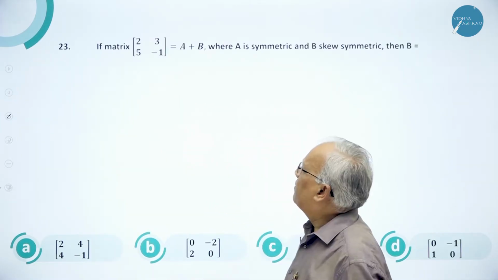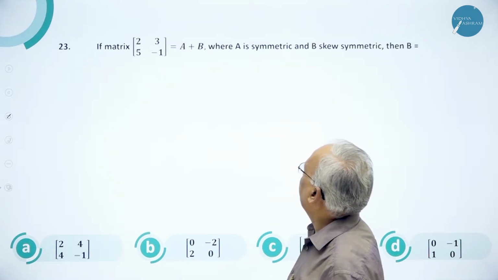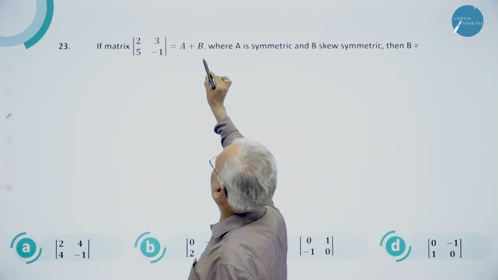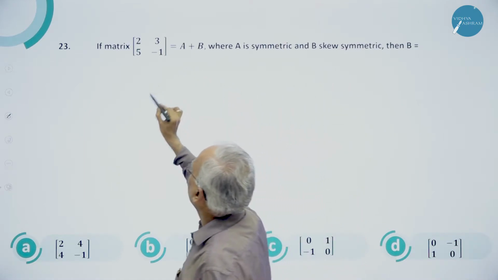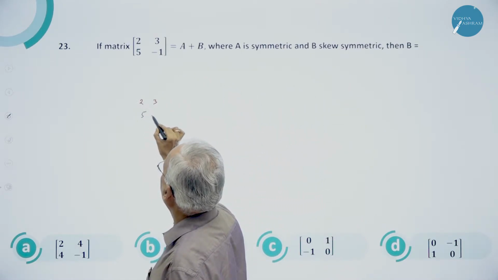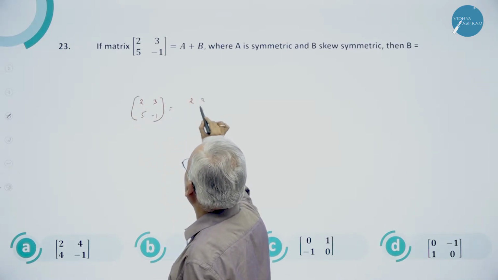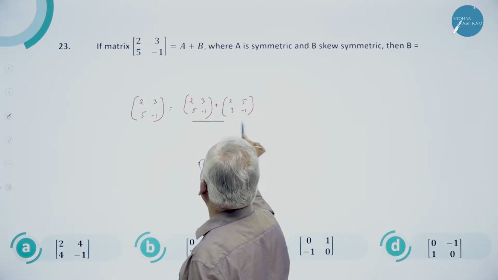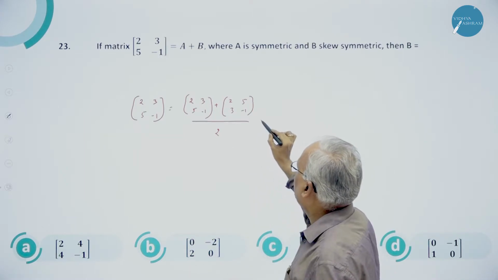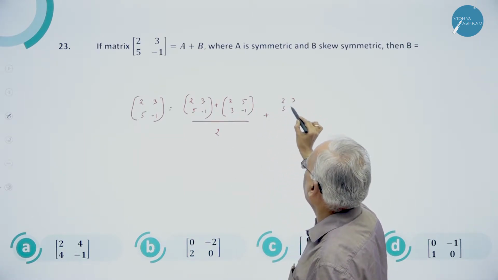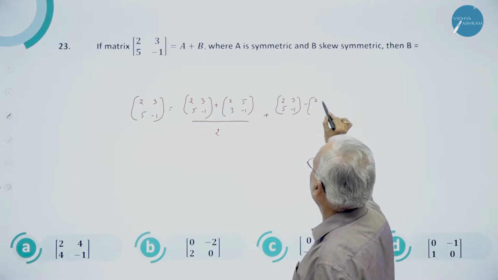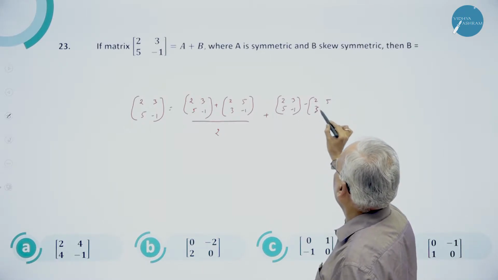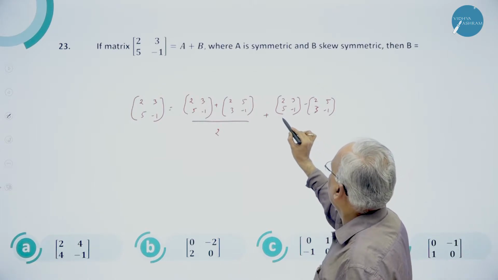Next question. If the matrix [2, 3; 5, minus 1] is A plus B, where A is symmetric and B is skew-symmetric, then what is B? You are asked to find the skew-symmetric part of this. You know that the matrix [2, 3; 5, minus 1] is equal to [2, 3; 5, minus 1] plus its transpose, divided by 2, which is a symmetric part, plus [2, 3; 5, minus 1] minus its transpose, [2, 5; 3, minus 1], divided by 2.